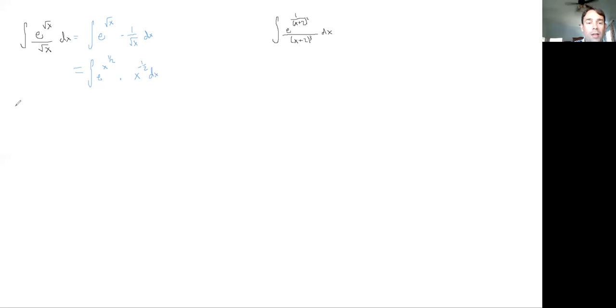So if I make u my exponent, that means du is 1/2 x to the negative 1/2. So there's my x to the negative 1/2. So we're pretty close here. I just have that 1/2 I have to get rid of. So multiply both sides by 2. I get something a little bit cleaner, and I can play with that.